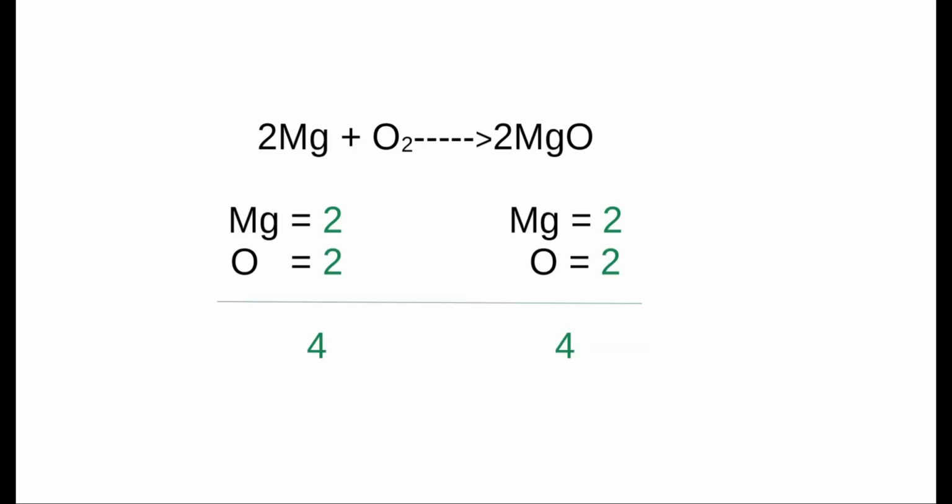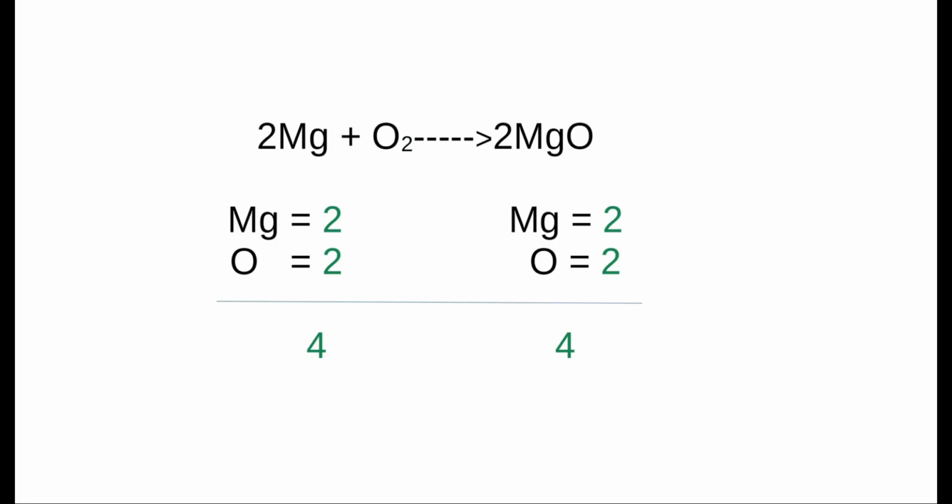Alright, if you check the reactant side, which is the left hand side of the equation, you will notice that there are 2 moles of magnesium and also the oxygen atom is 2, as in oxygen gas. So altogether we have 4 moles of reactant.